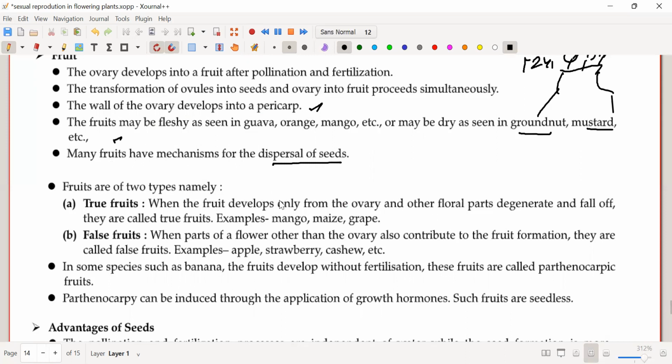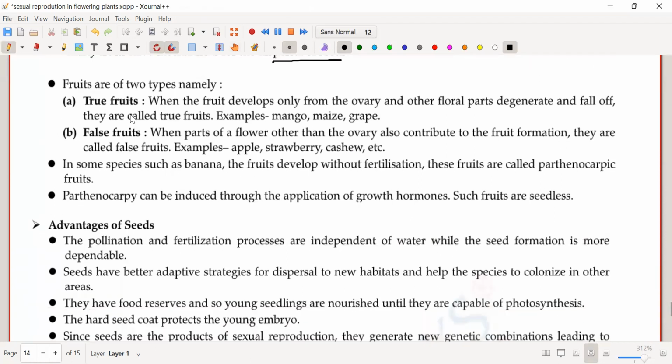Definitely, disposal of seed is very, very important. Why is it important? When the seed is disposed properly and it gets the desired condition of water, air, and soil, proper soil, rich soil, automatically it forms plants. So the final stage, dispersal of seed, is also important.